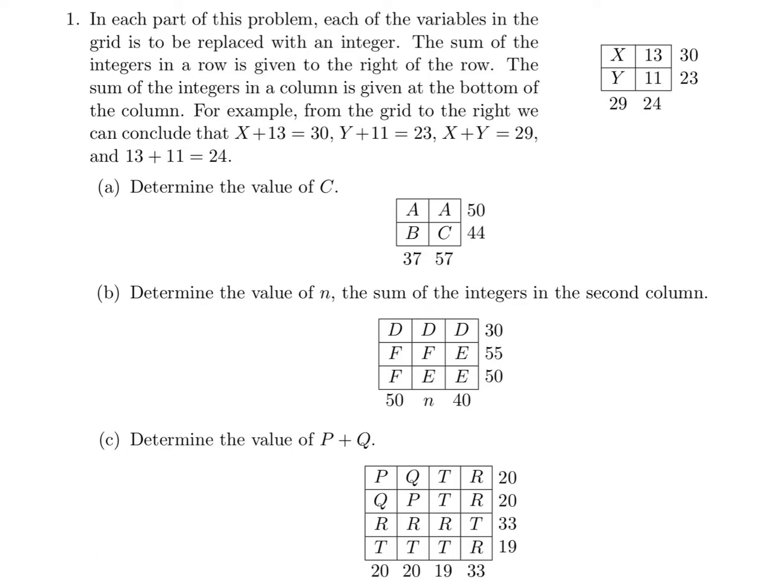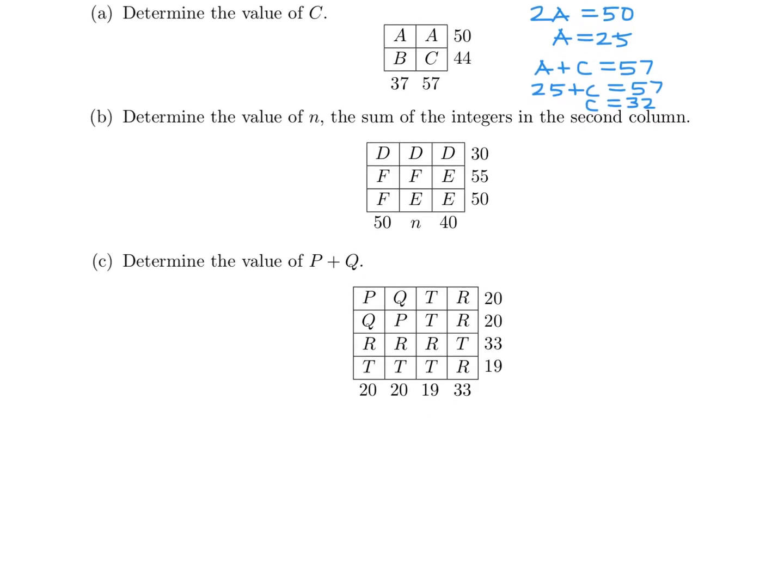All right, so we can tell you that 2a is equal to 50, so that means a is 25. Entirely based on the explanation they gave in the opening stem. And then from that column, a plus c is 57. Since a is 25, we have 25 plus c is 57, and therefore c will be equal to 32. That takes care of part A.